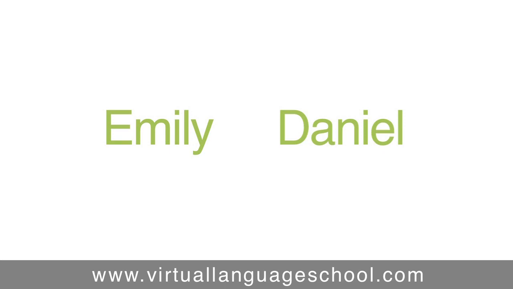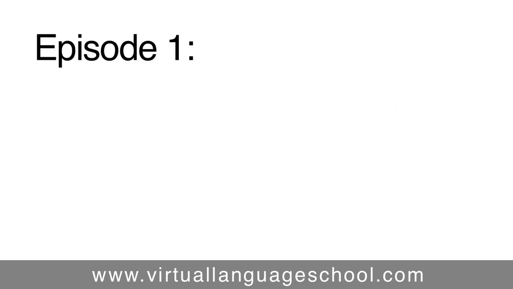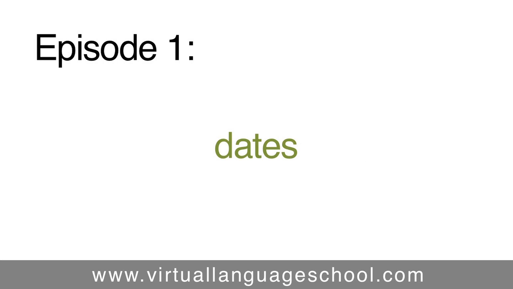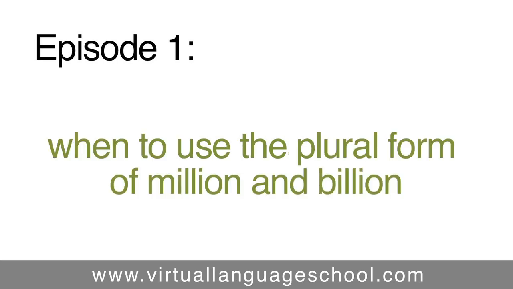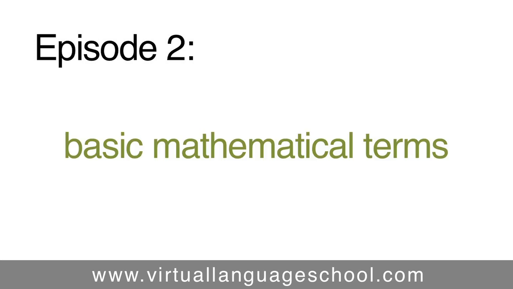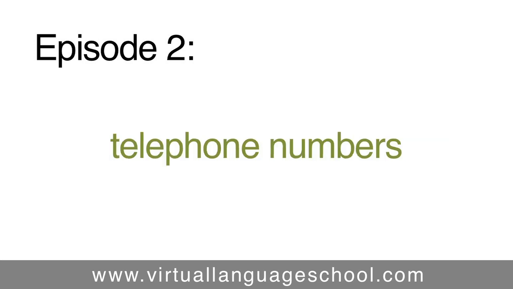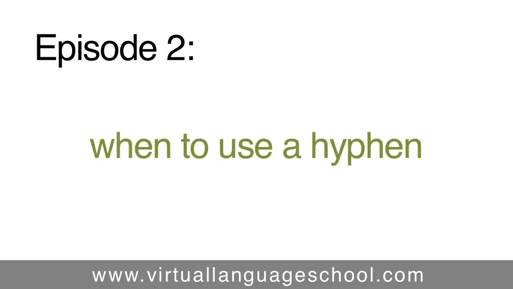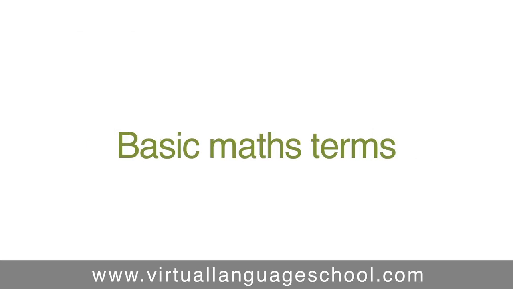numbers. In the first episode in this series, we looked at simple numbers, when to say and, ordinal numbers, dates, and when to use the plural form of million and billion. Today we will cover the basic mathematical terms, telephone numbers, temperatures, sports terms, and when to use a hyphen. So, let's get started. First of all, basic math terms.